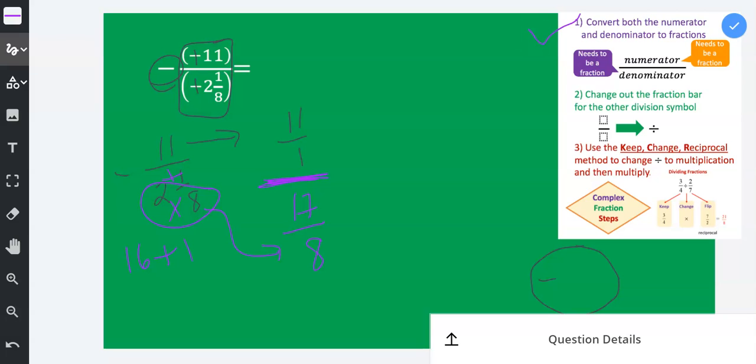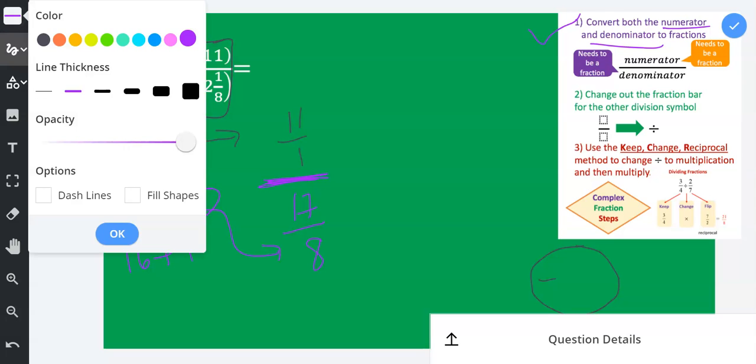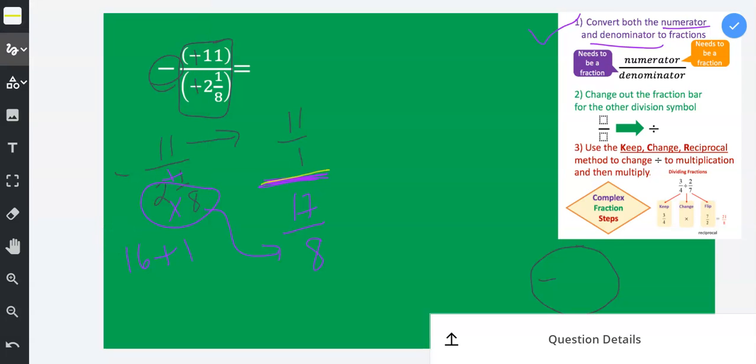So I completed step 1. I changed both the numerator and the denominator to fractions. Step 2, change out the fraction bar for the other division symbol. So I change out the fraction bar for a division symbol. I'm going to put my work up here, make sure I have enough room. And then you record the numerator first, the 11 over 1, and then the denominator second, the 17 over 8. So that's step 2.